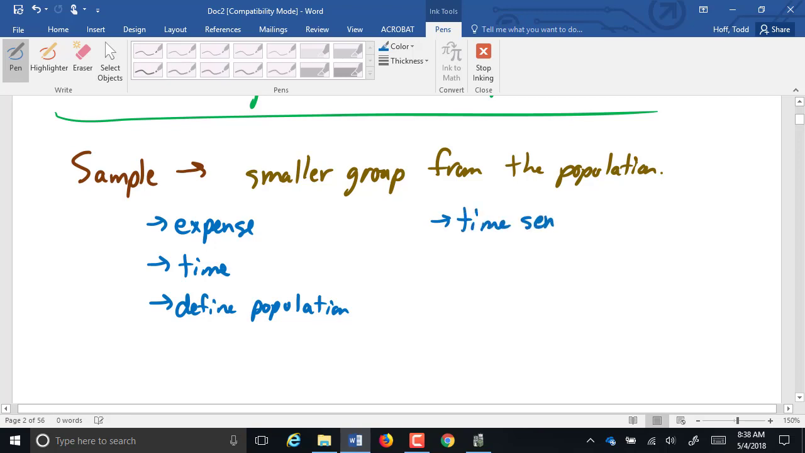This next one, it's hard to word it right, so I'll just try to explain it here. Time sensitive. What that means, okay, let's say I am going to try to survey everybody in the city for a mayoral election.